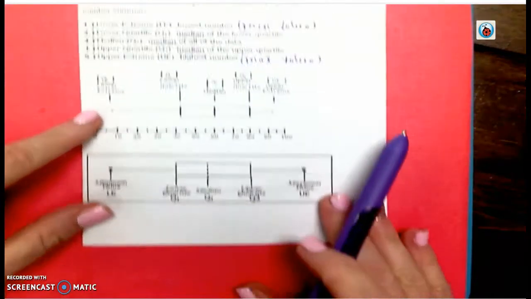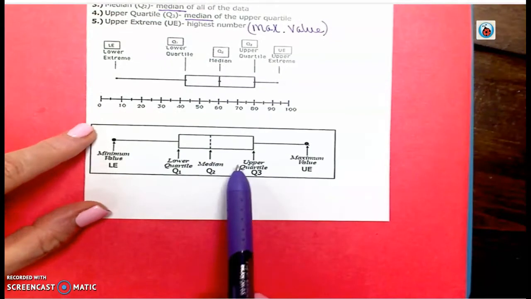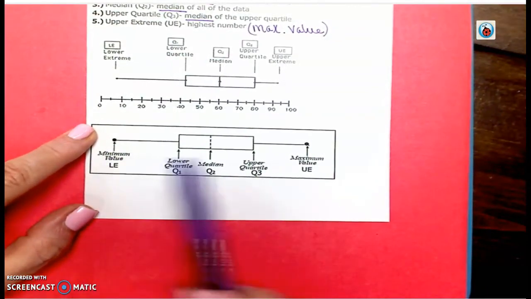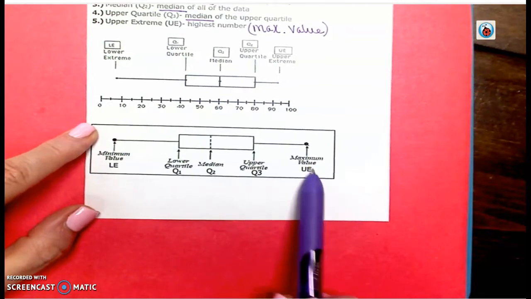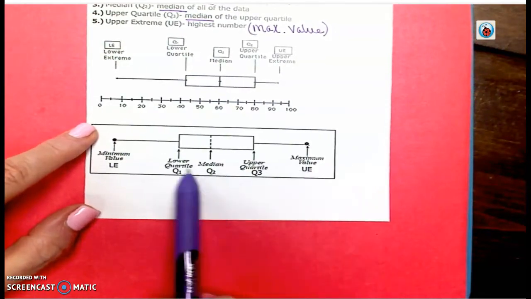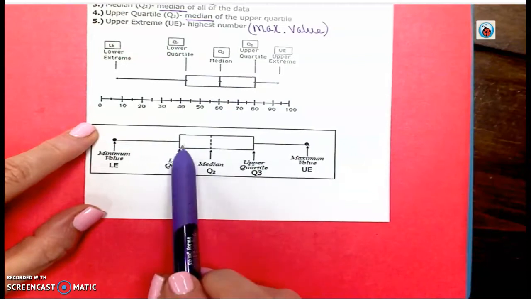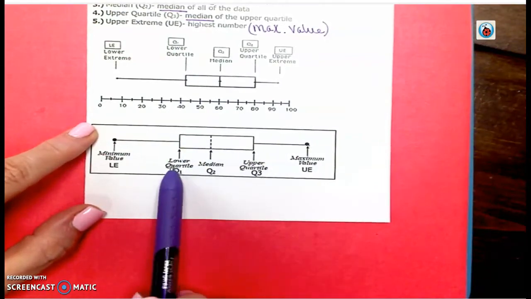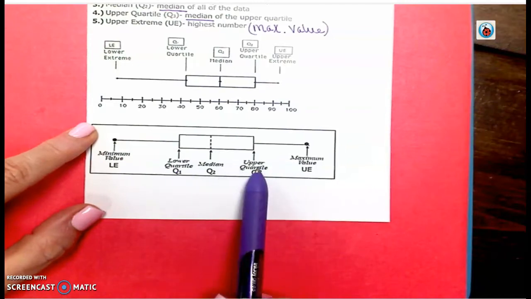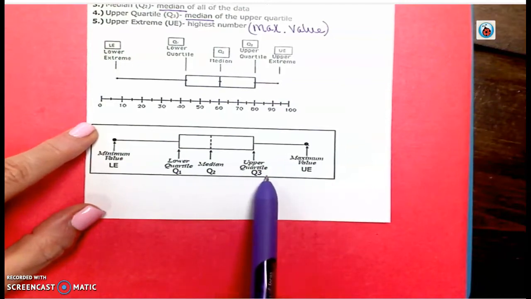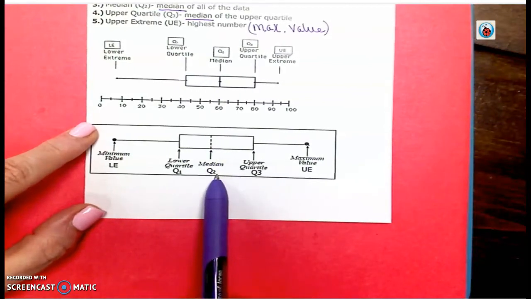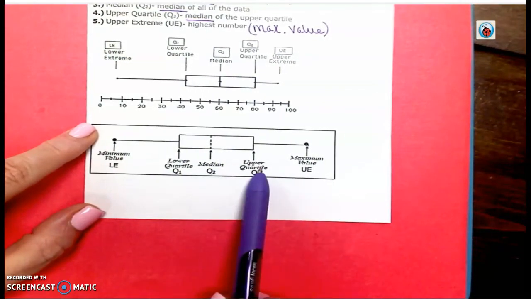So median of the lower quartile, median of all the data, median of the upper quartile. If we take a look at that again, your lower extreme is your minimum value. Your upper extreme is your maximum value, and then you have your 3 quartiles in the center, which is your box: your lower quartile 1, your upper quartile, which is quartile 3, and your median is quartile 2. So lower, median, upper.